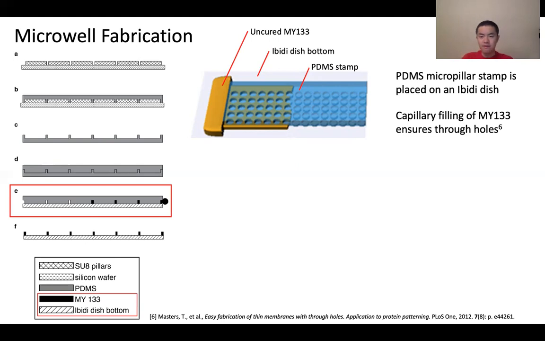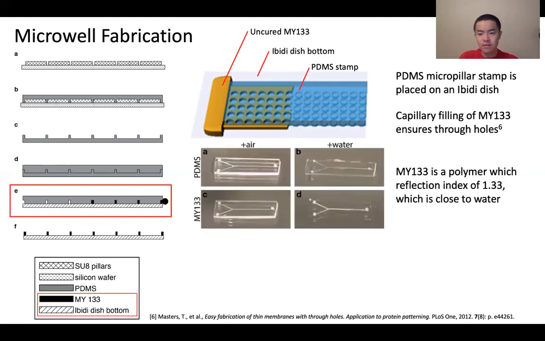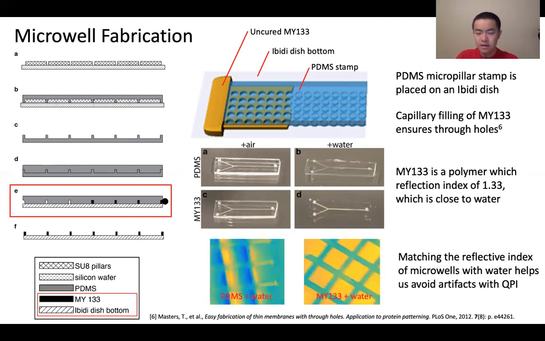The reason we use capillary filling is because it ensures the microwells will be through holes. The reason we use MY133 is because it's a special polymer with a low refractive index of 1.33, which is close to water. The reason why I use the polymer with low refractive index is really to avoid the artifacts when we're imaging with QPI, where the phase shift becomes too large and the algorithm has trouble calculating the real cell mass distribution.